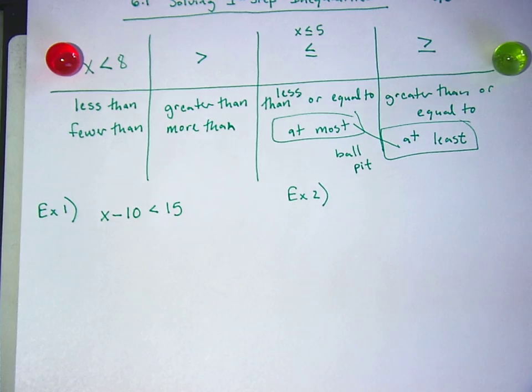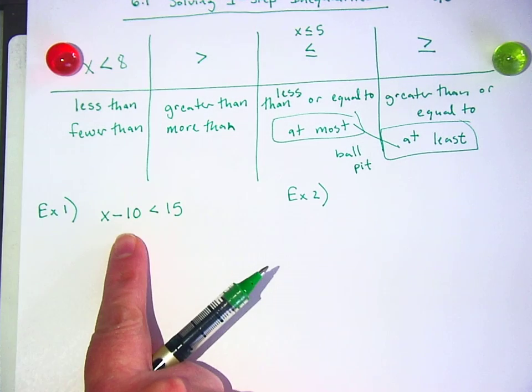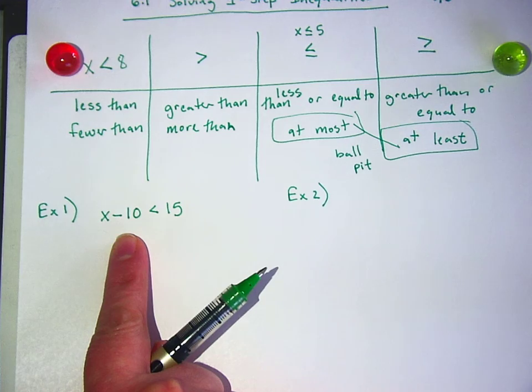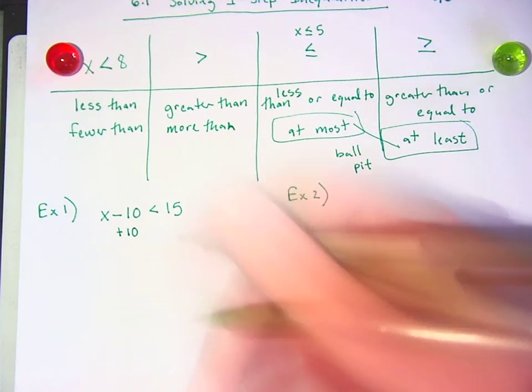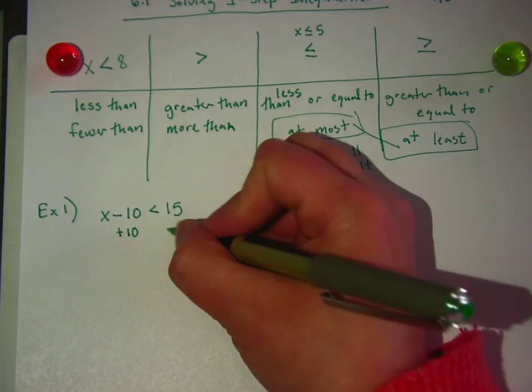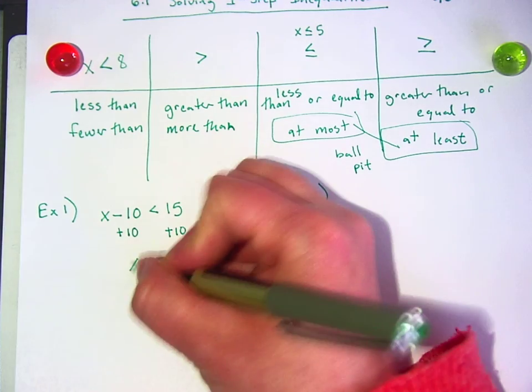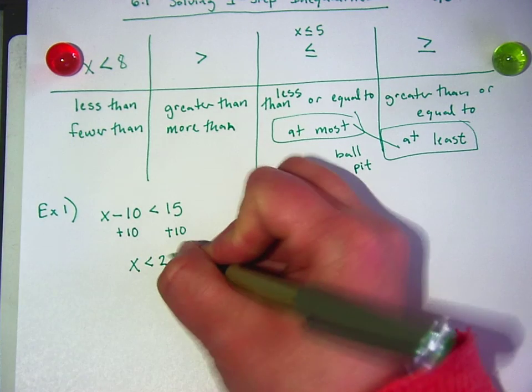Okay, so how do I solve this? Somebody just let me know. Go ahead. Well, it's already a subtract 10. Plus 10. Were you thinking like minus a negative 10? Okay, so the opposite of a minus 10 is adding 10, or you could think about it as minusing a negative 10, which is the same thing as adding 10. So this becomes x is less than 25.